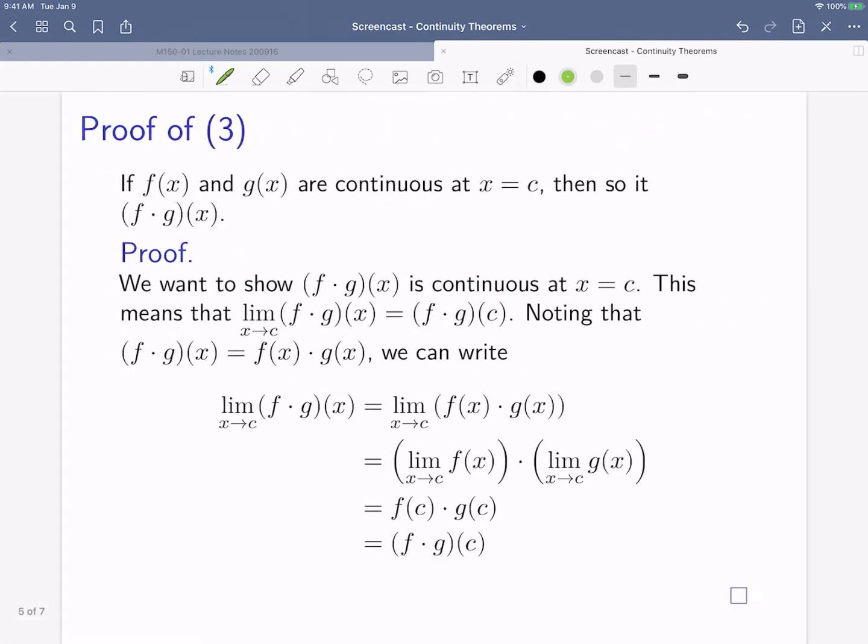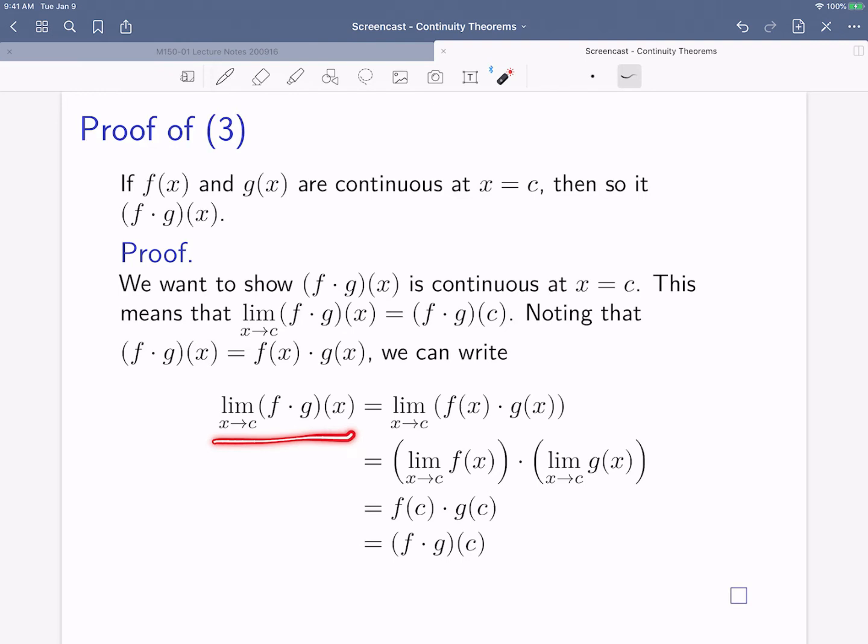One more. Here's the third one, the fact that the product of continuous functions is continuous. So, assuming my two functions are continuous at c, I want to prove the product is continuous at c. This means I need to prove that the limit as x goes to c of the function f times g at x has that value. So we'll use that pointwise definition again, that the value of f times g at x is f of x times g of x.